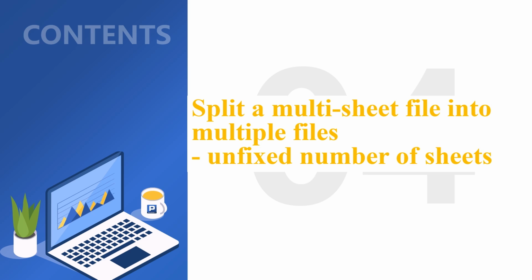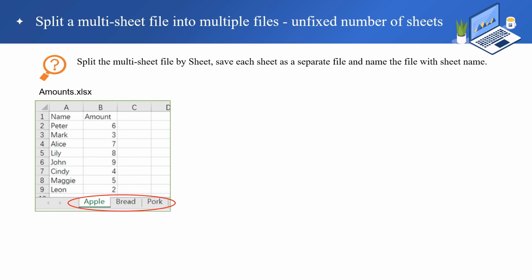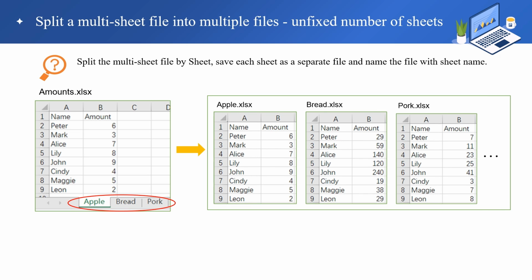Section 4. Split a multi-sheet file into multiple files, unfixed number of sheets. Sometimes we may also need to split a multi-sheet file into multiple files by sheet. For example, there is a multi-sheet file amounts.xlsx, and the number of sheets is unfixed. It is required to split the file by sheet, save each sheet as a separate file, and name the file with sheet name. As shown in the figure, the sheets for apple, bread, pork, etc. are separately saved as one file after splitting.